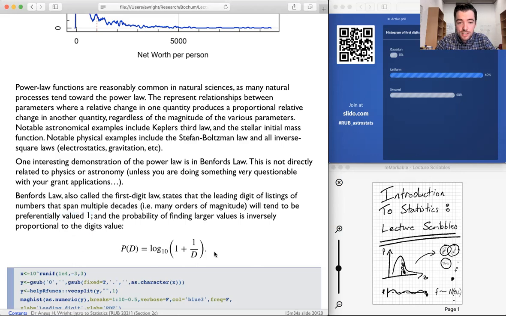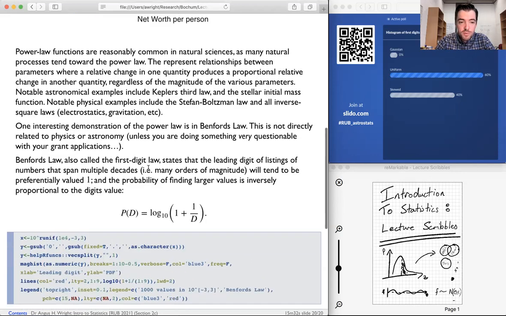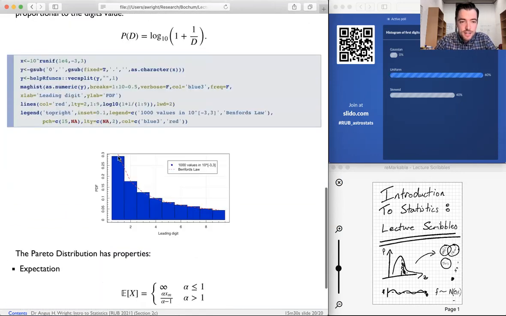It follows this particular logarithmic distribution here, and this is the distribution. So this red line here is Benford's law, and the blue histogram here is a simulation where I have done exactly this experiment. I've created 10,000 observations of data that spanned from 10 to the minus 3 to 10 to the 3 in value.